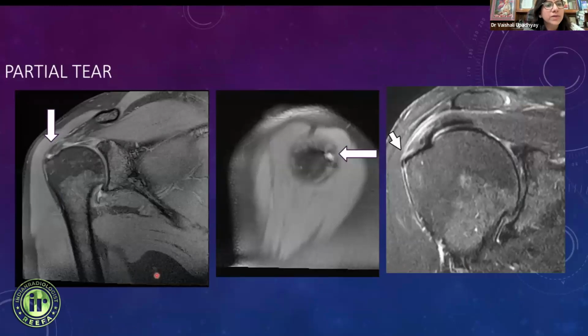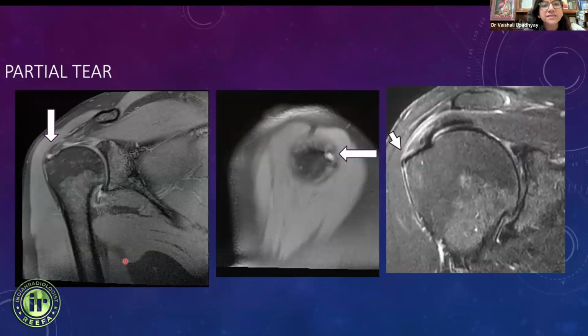Now compare with this. Here what do you find? That at the footprint, you are seeing a partial thickness tear. There is fluid signal intensity over here, and this is not involving the entire tendon thickness. So this is a partial articular-sided tear. Compare with this. Here the bursal fibers are involved, and this is a partial bursal-sided tear.